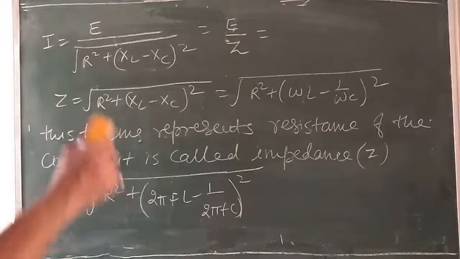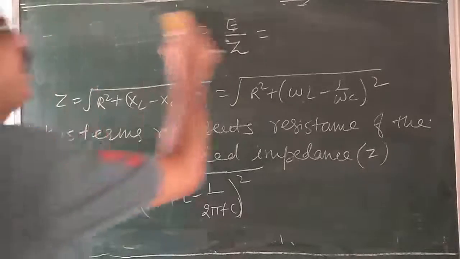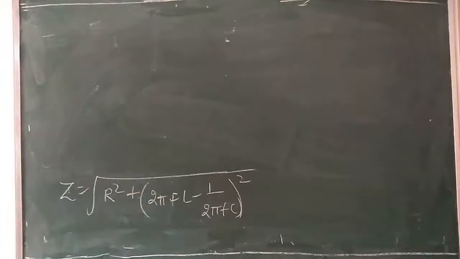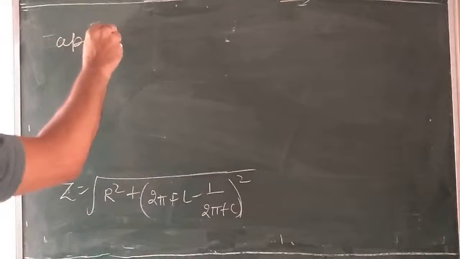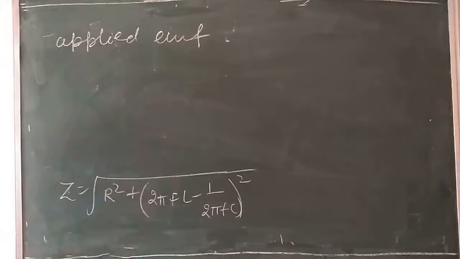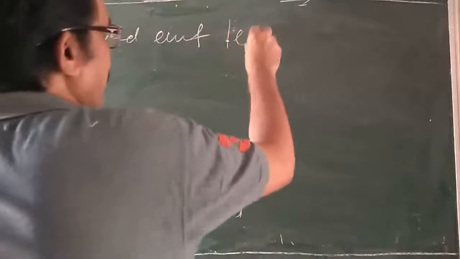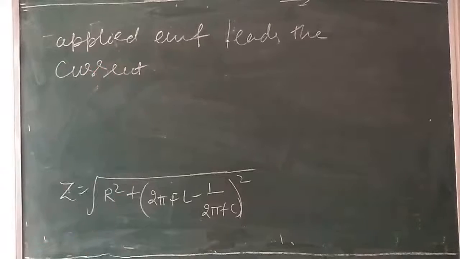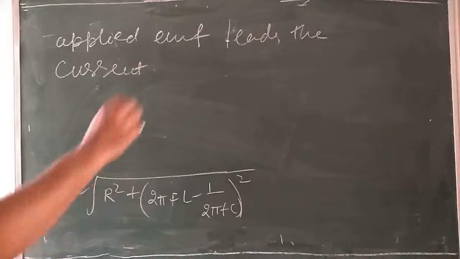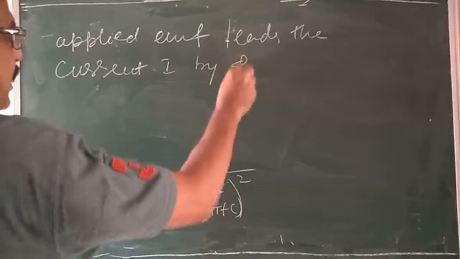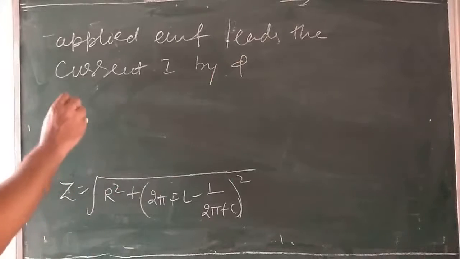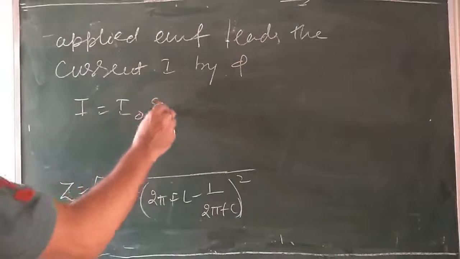So this phasor diagram we just draw here, the phasor diagram that we made just now. The phasor diagram also shows that in an LCR circuit the applied EMF leads the current I by an angle phi. So we can say with the help of our phasor diagram that the current lags behind.